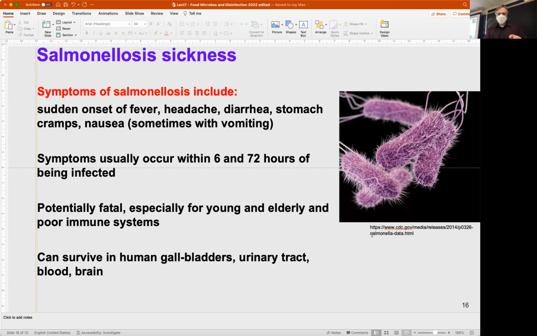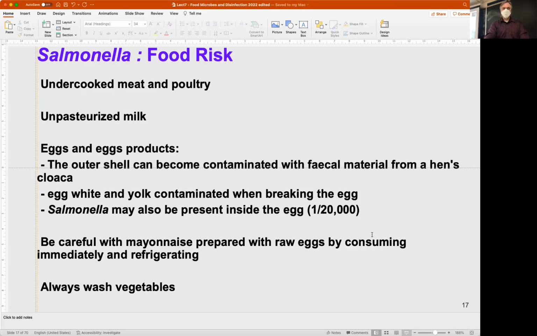And then there's a point that the bacteria seem to survive within the gallbladder. So it's right inside of the gallbladder, as well as the urinary tract and the brain. So it can affect different parts of your body. And I talked about this where it's the outer shell of eggs that can get contaminated with fecal material for Salmonella species. So it's not just typhi, but also the other Salmonella. I'm getting both of them kind of confused here.